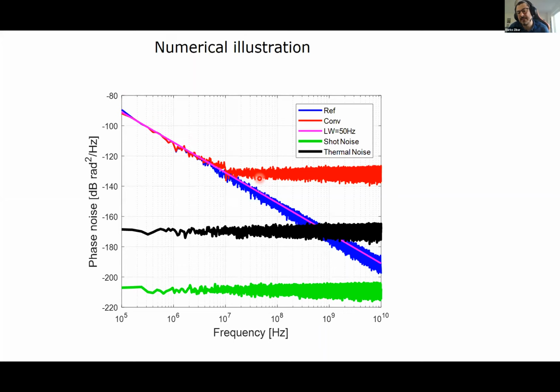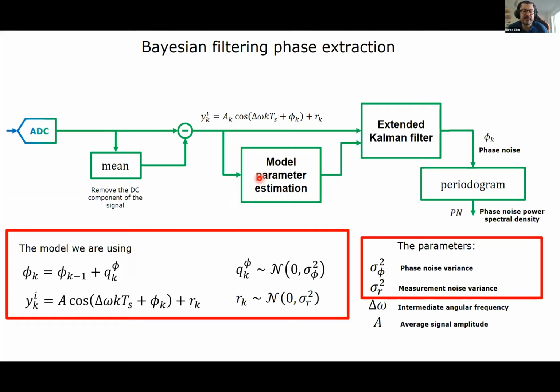But what we are applying is a technique from the machine learning community called Bayesian filtering. In Bayesian filtering, we use a state space model: we have some model of our phase noise, and we try to estimate this model from the measurement. These are our hidden states, and this is our measurement variable. In this case we use a very simplistic model, but it can be replaced, for example, with a recurrent neural network or a feed-forward neural network. Since we are just interested in a proof of principle here, we approximate it with a random walk. But you can approximate the evolution of the phase, if it's more complicated, with a neural network.